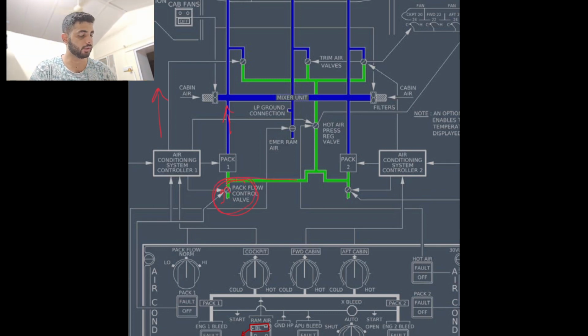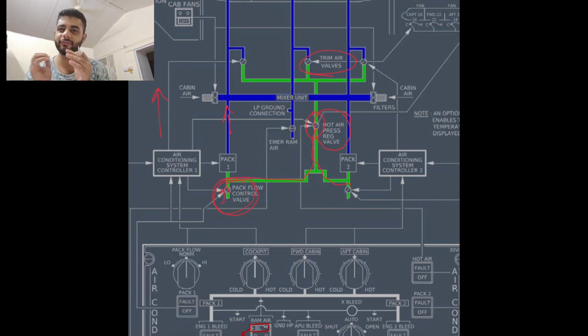This hot air has been tapped upstream of the packs and comes to the hot air pressure regulating valve. This valve will only regulate pressure. Later on you will read that the hot air pressure regulating valve and trim air valves control pressure and temperature, because both of them together control it. The trim air valves, T for trim, T for temperature, control temperature. The hot air pressure regulating valve only controls pressure. Okay, we are done with this.